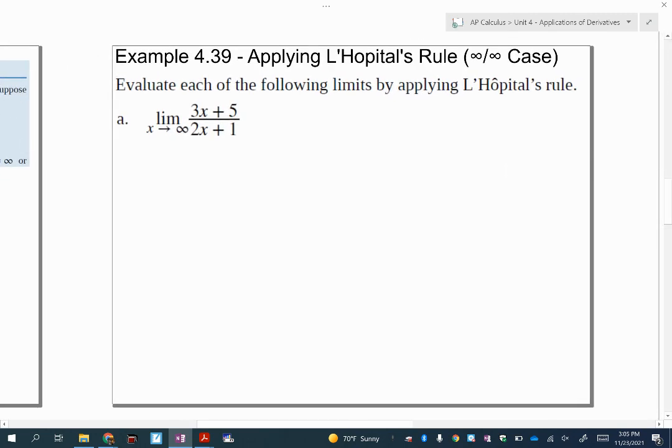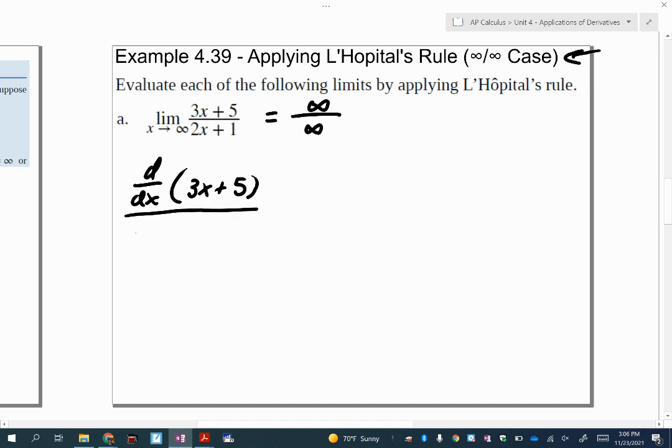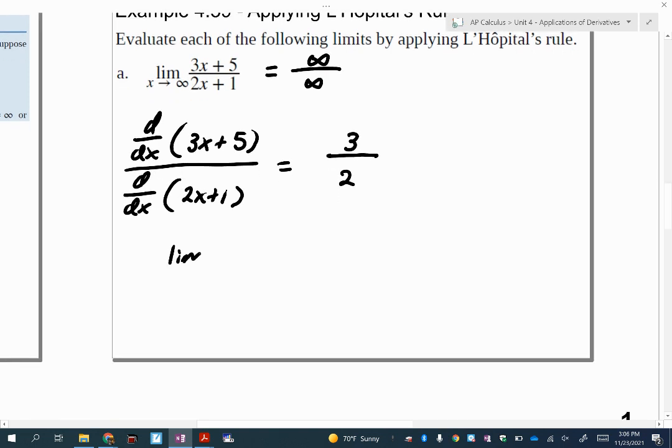For this one, we're going to look at plugging in infinity. If you just plug in a really big number and multiply it by 3 and add 5, you're going to get a really big number, so that's infinity. And the limit as x approaches infinity of 2x plus 1, again, a really big number times 2 is still a really big number, plus 1 is a really big number. So we have this case, infinity over infinity. That allows us to take the derivative of 3x plus 5 and the derivative of 2x plus 1, and we get 3 over 2.